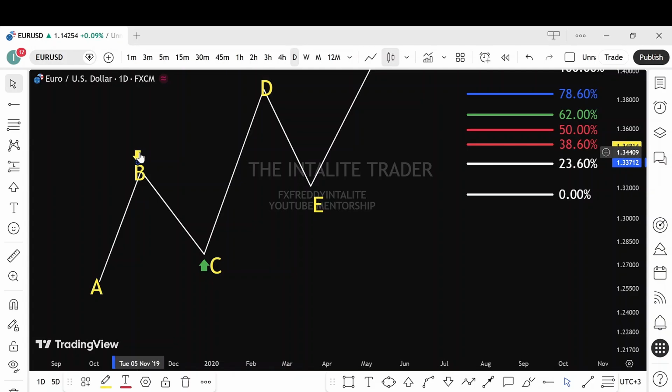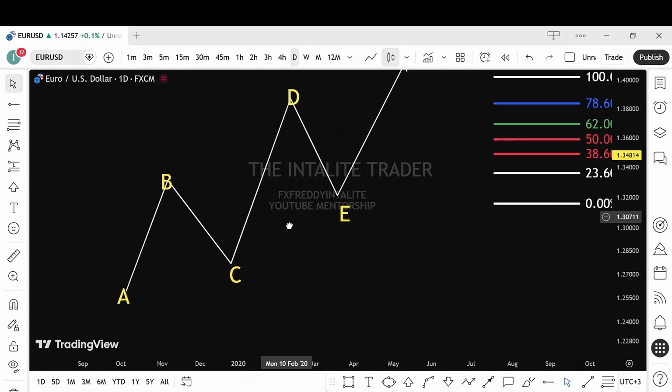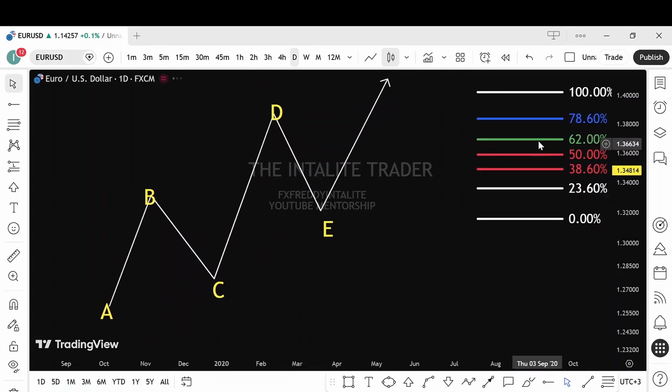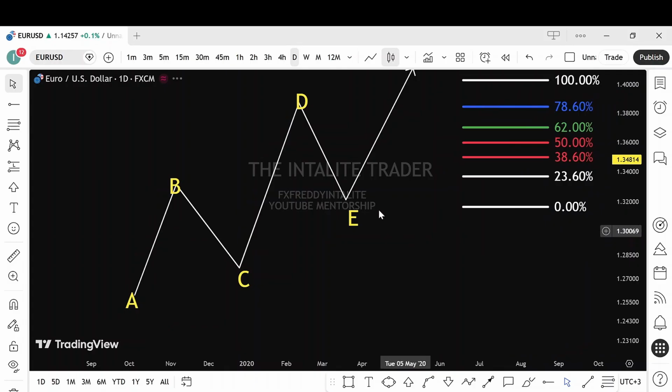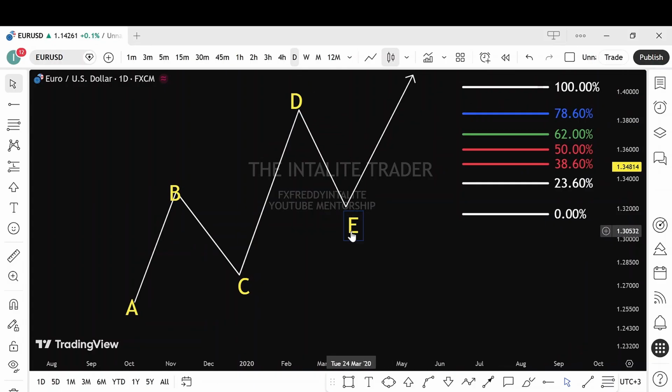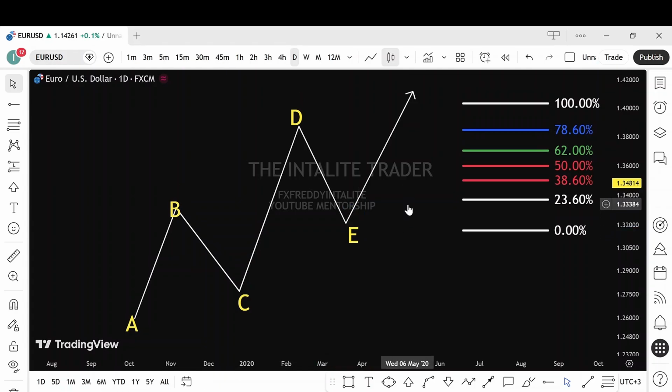I want you to pay maximum attention when it comes to this. Different traders teach things differently. But the way I'm teaching you this tool is how I use it to trade, not how another person uses it. Tomorrow you can come across someone else who is using it in a different way.